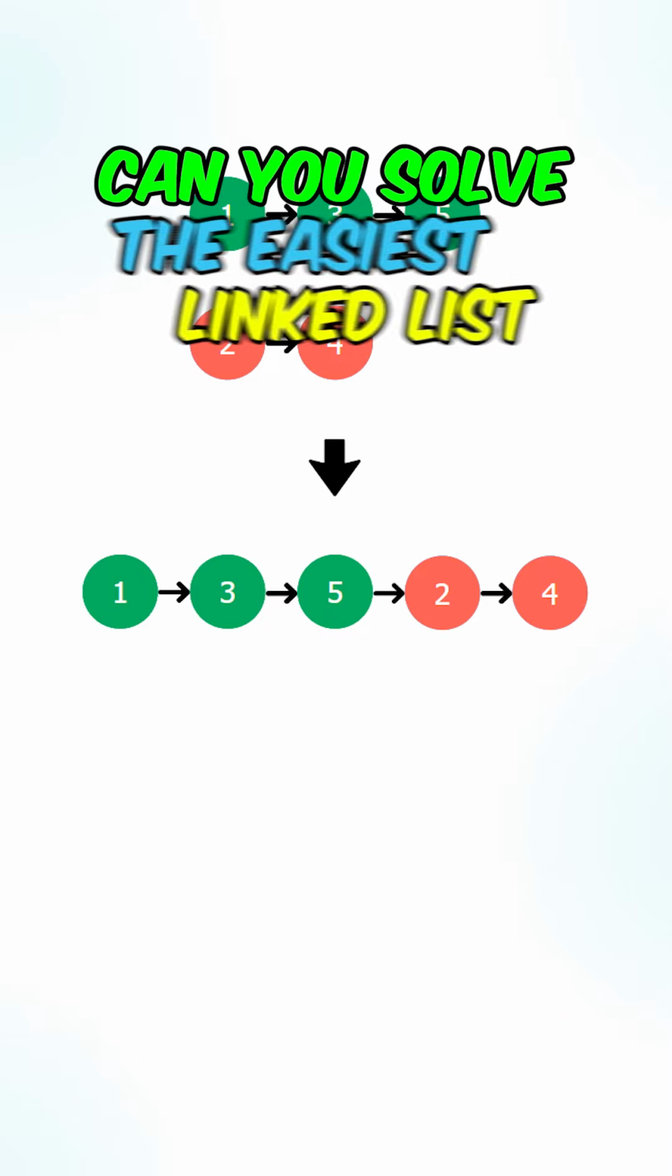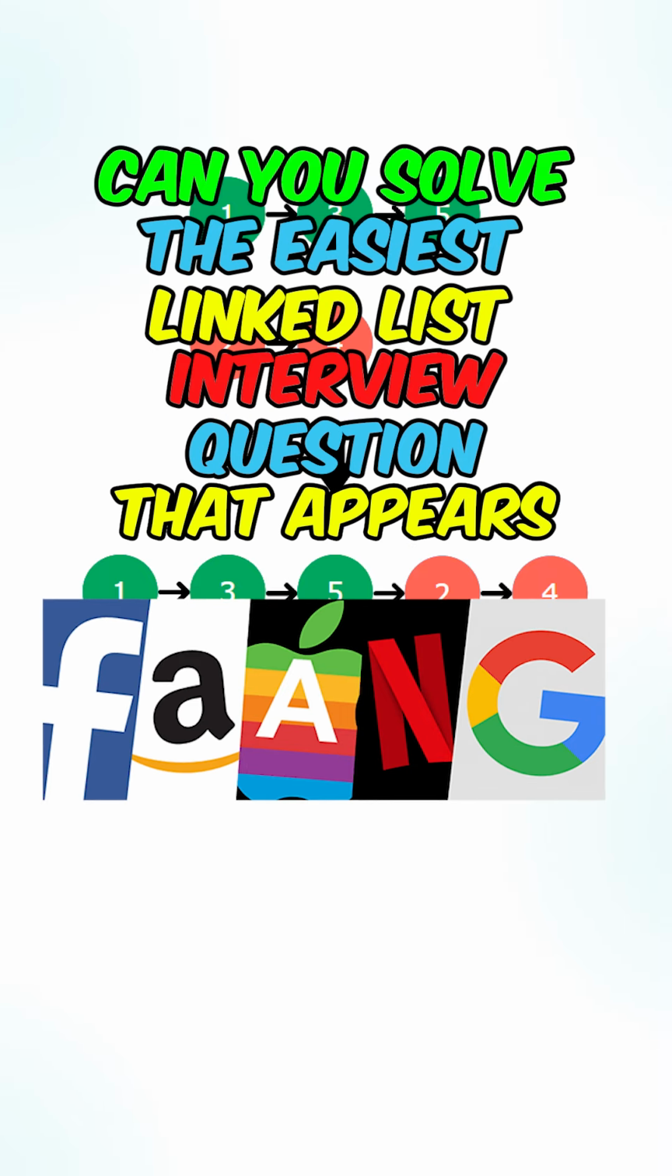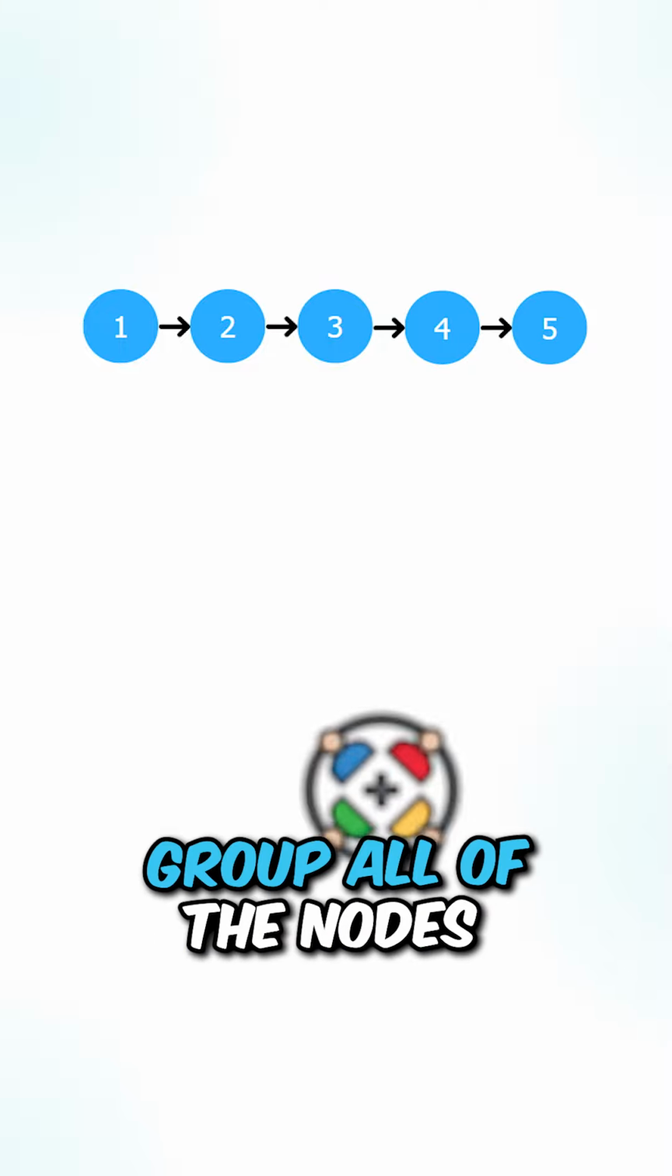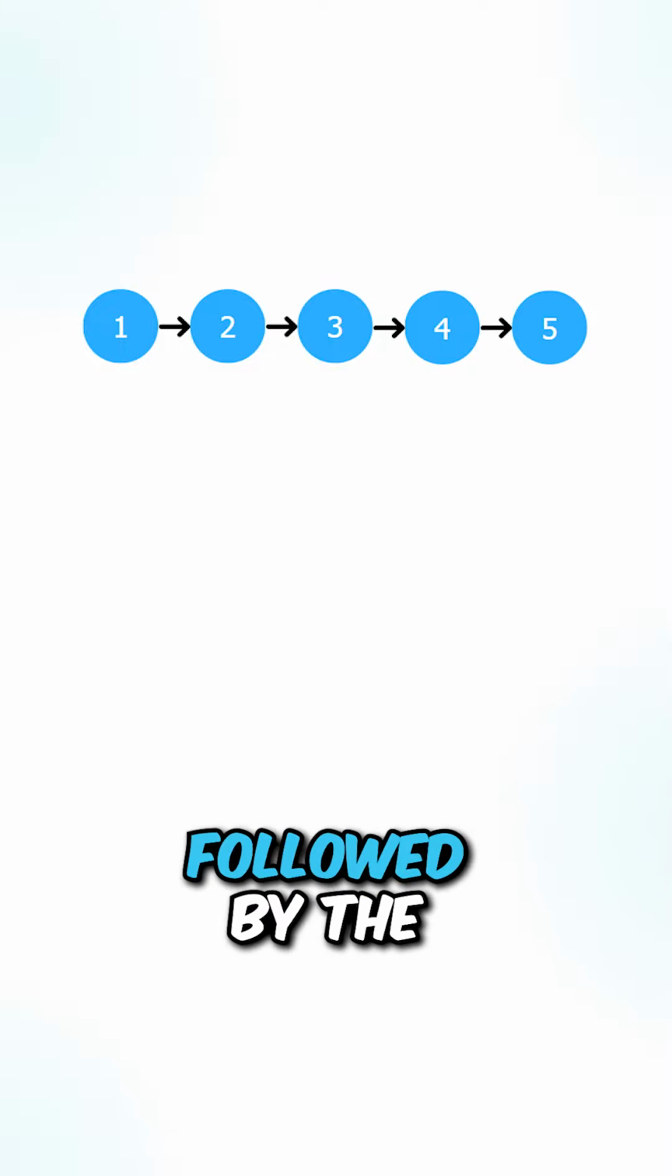Can you solve the easiest linked list interview question that appears at every single top tech company? So given a singly linked list, group all of the nodes with odd indices together, followed by the nodes with even indices.